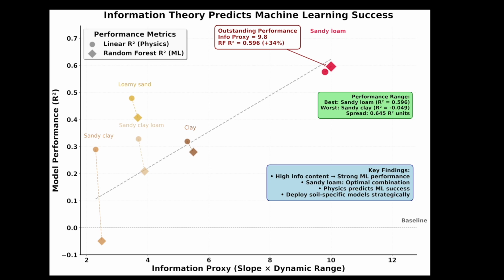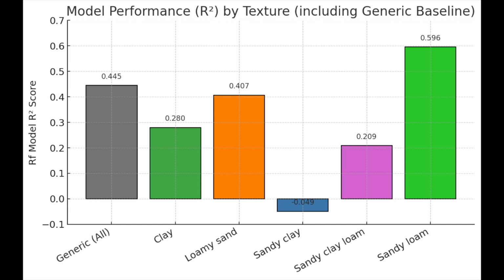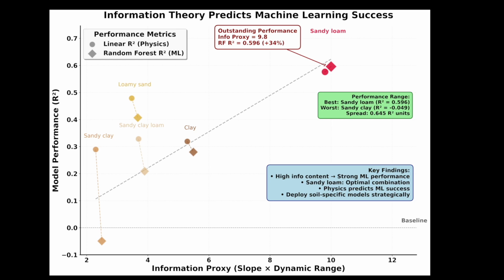So here the circle is the linear R square from the linear fitting, where we find the slope, and the random forest R square is also shown here. Just look at the Sandy Loam, which is right up in the extreme right corner. Its information proxy is 9.8, by far the highest of any soil texture. It combines a steep dielectric slope with a wide HH backscatter standard deviation, and as a result, its R square is 0.6, around 34% better than a generic model. And even the linear fit R square is the strongest among the other soil textures.